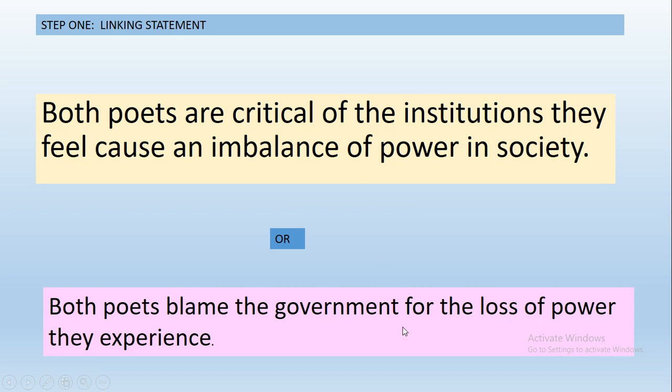They're my linking statements there. I could choose this one if I want to be fancy pants, or I could choose this one if I want to make it more succinct. Both of them are good.